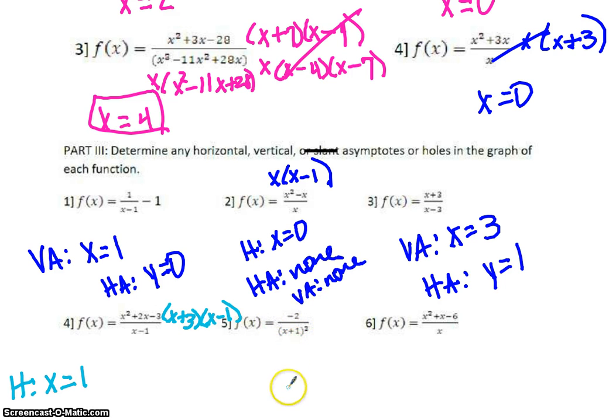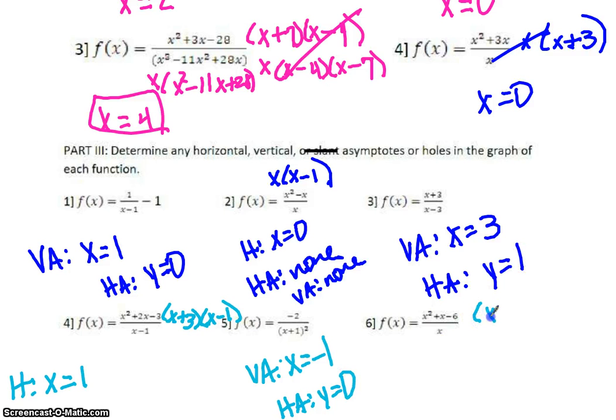Nothing's going to cancel, so there is no hole. You have a vertical asymptote at x is equal to negative 1. The degree of the bottom is going to be larger because when you do this, you're going to have an x squared. And so if the denominator is bigger, you have a horizontal asymptote at y is equal to 0.